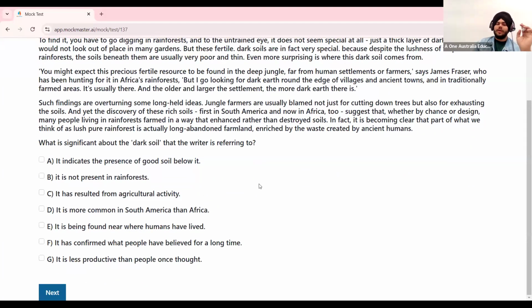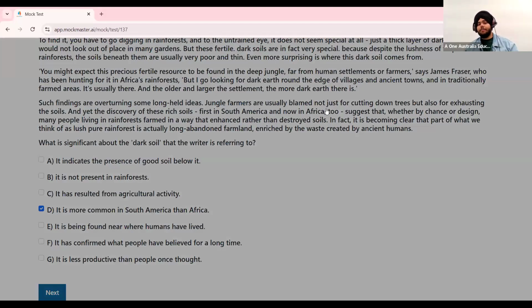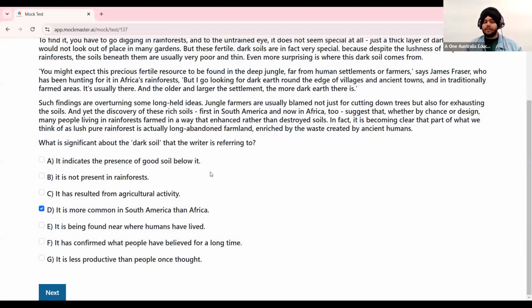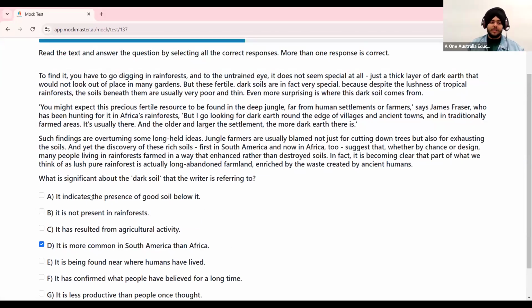Guys, multiple choice questions. I'm not going to spend too much time today. I'm just going to choose one randomly and move on. But in the exam, please make sure you spend at least 30 seconds. Okay. So for example, I'll just show you this as well. What is significant about the dark soil that the writer is referring to?